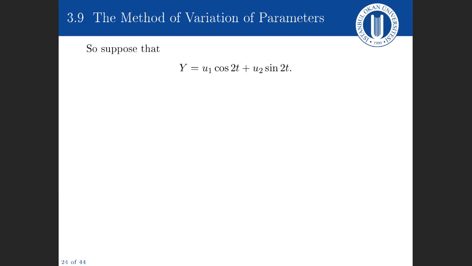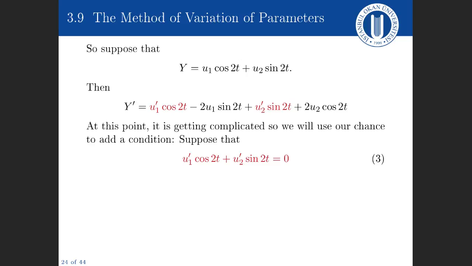So let's suppose that we start with the ansatz. Capital Y is u1 cos 2t plus u2 sine 2t for some functions u1 and u2. We can differentiate this. Now, it's getting complicated. We've got 4 terms already. When we differentiate again, we'll have lots more terms. Remember I said we can add an extra condition whenever we want. So let's do that now. Let's use our chance to add an extra condition. And let's just suppose that these red terms are equal to 0.